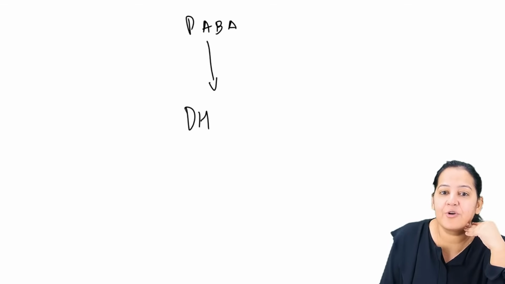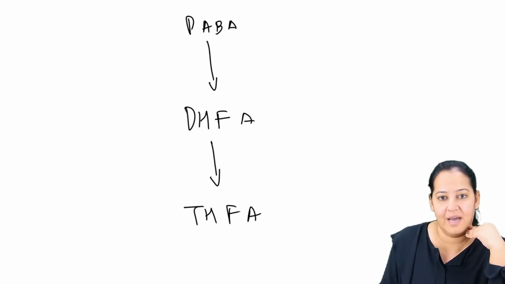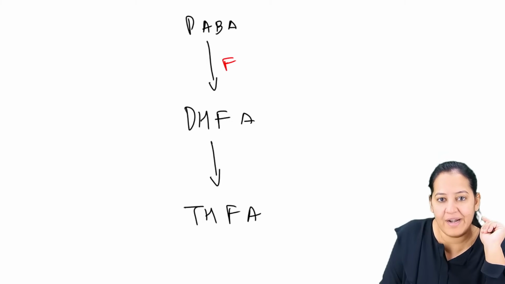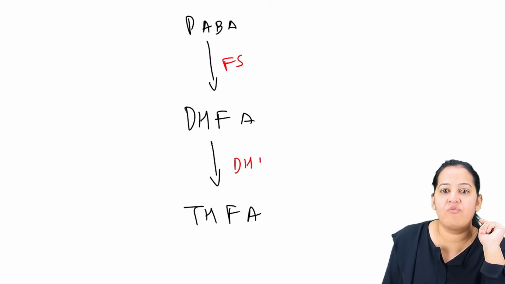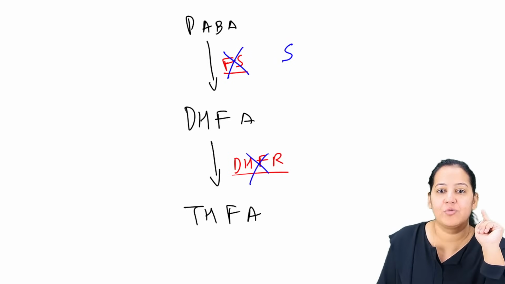PABA से बनता है dihydrofolic acid. And what does dihydrofolic acid synthesize? It's tetrahydrofolic acid, है ना? Two enzymes are required. Here folate synthetase, here dihydrofolate reductase. This is folate synthetase, this is folate reductase. Now sulfonamide inhibits this, trimethoprim inhibits this.